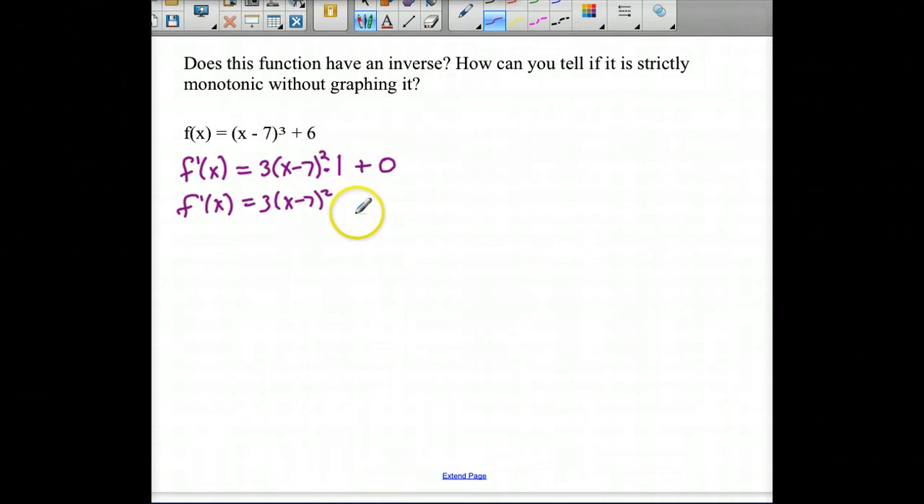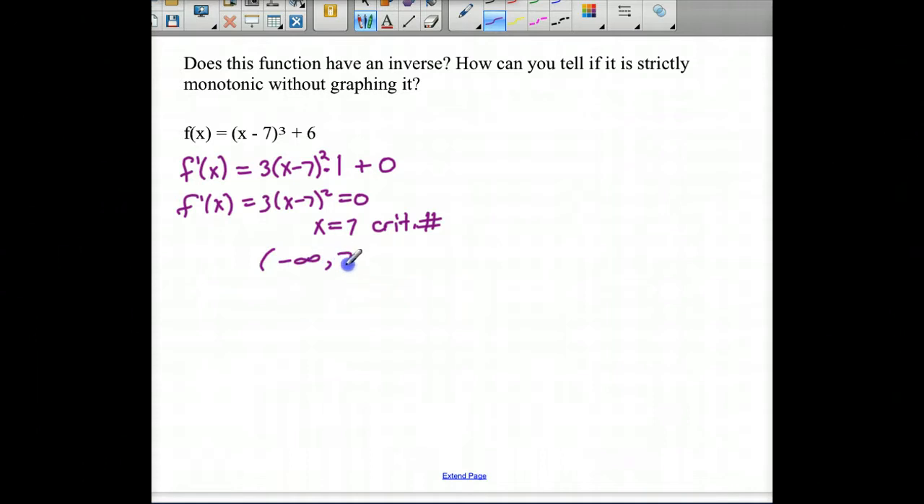How is the derivative going to help us tell if a function is strictly monotonic? Well, remember the derivative, whenever it equals 0, is where the graph could possibly change from increasing to decreasing, or vice versa. So if we set this equal to 0, divide by 3, take the square root, we get x equals 7. 7 is our critical number. It's the place where the graph could possibly change from increasing to decreasing.